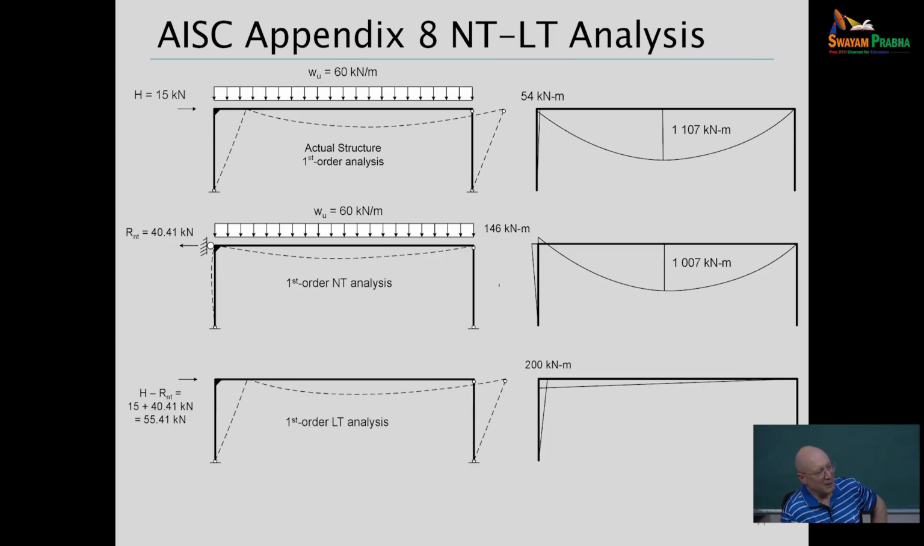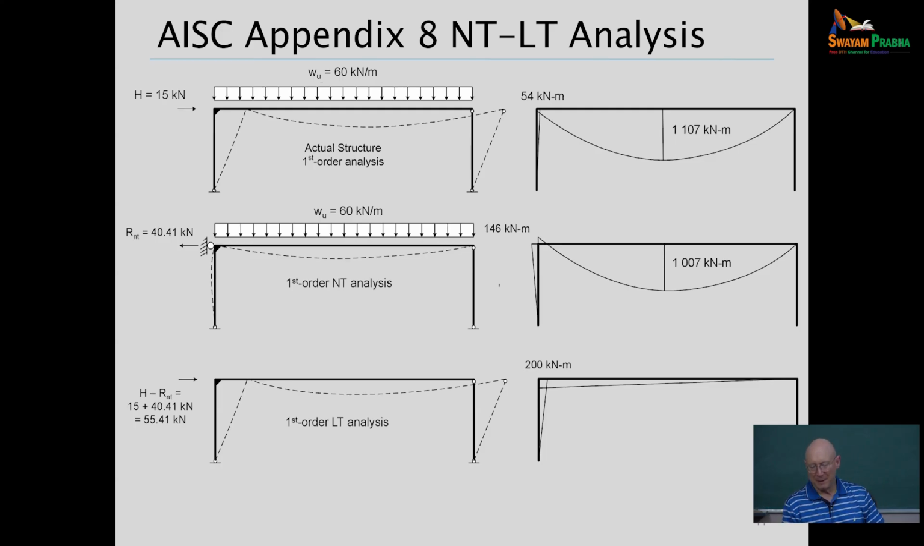Well, the LT part is we're going to say, okay, take the negative of the reaction in your hypothetical supports that were preventing side sway. So you're applying that reaction in the reverse direction along with any lateral load that's on the system. Analyze the frame first order analysis for that. That's your LT analysis, lateral translation.